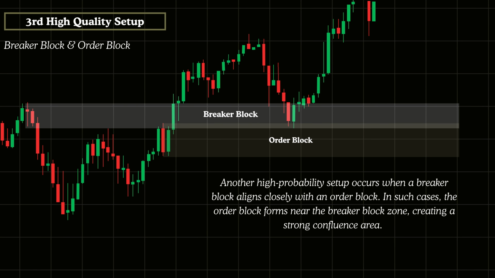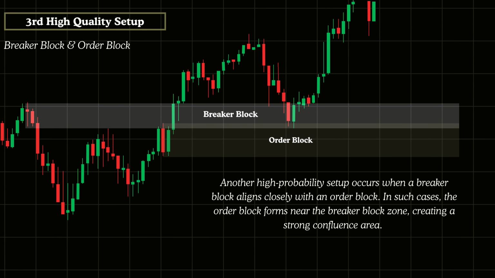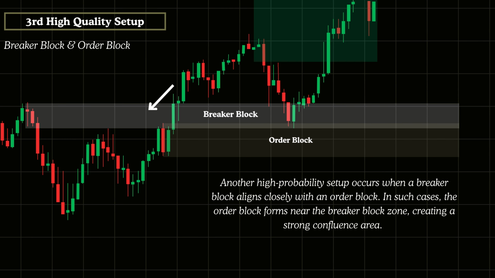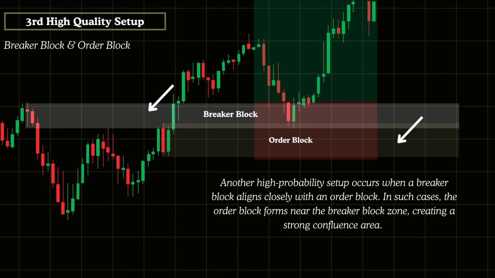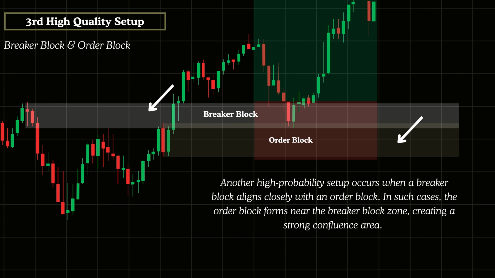In this example, we've identified a valid breaker block paired with an order block. We place our entry at the highest point of the breaker block and patiently wait for price to trigger the setup. That's all for today, traders.